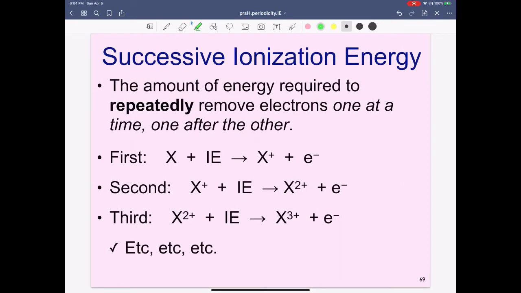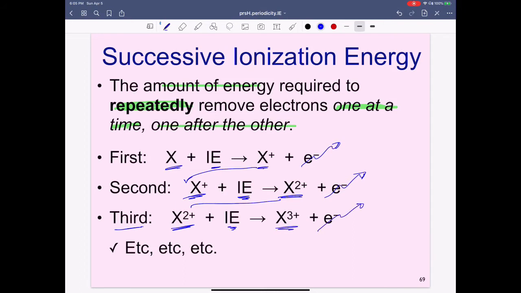Successive ionization energy is the amount of energy required to repeatedly remove electrons one at a time, one after the other. So not knocking all the electrons off, but one at a time. For instance, if we take an atom and we add some energy and produce this ion and the electron is removed, let's now take that ion, add some more energy, and a 2+ cation would form as the next electron is removed. And the third ionization energy would be taking that 2+ cation, adding still more energy, producing a 3+ cation as that third electron is removed.